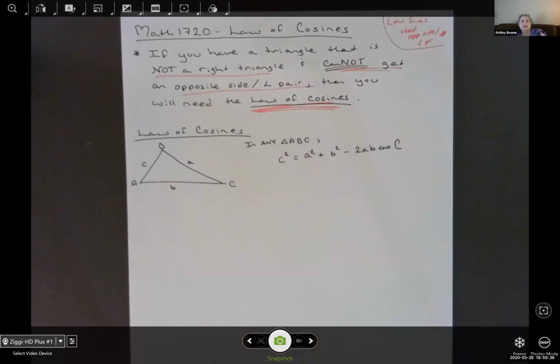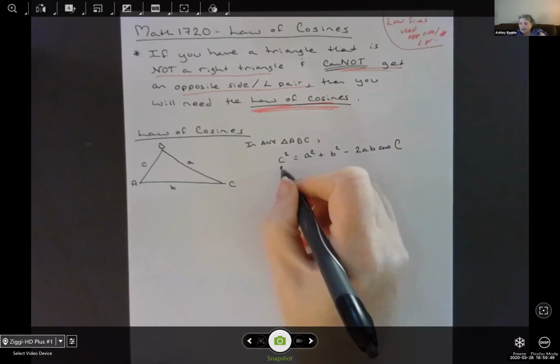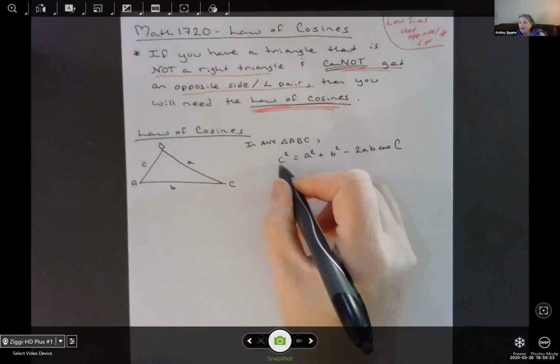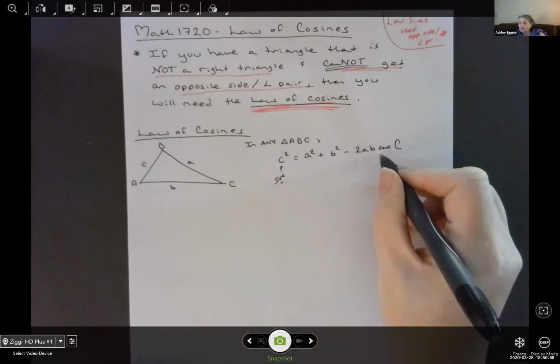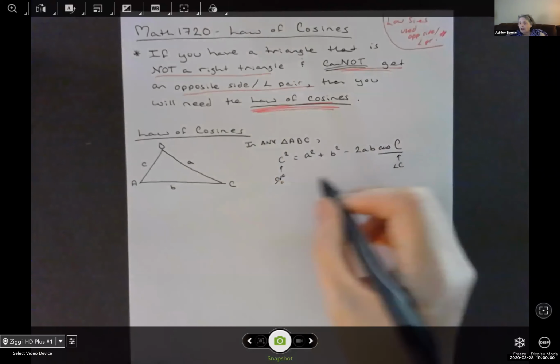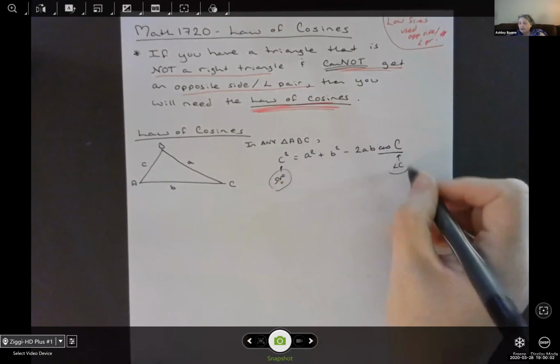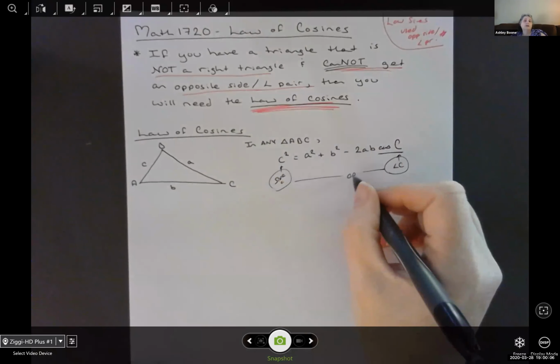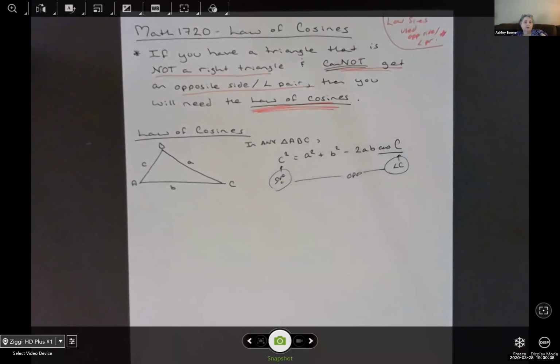Remember, lowercase a, b, and c are sides. The angles are uppercase. Not only that, but notice the relationship here. Side c is being squared on a side all by itself, and the angle inside the cosine is angle C. These are opposites of each other. And the other sides involved are the two other sides of the triangle.